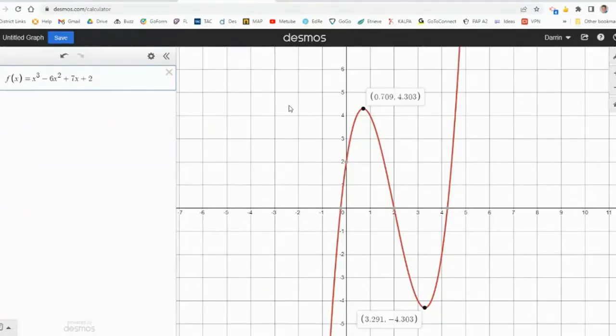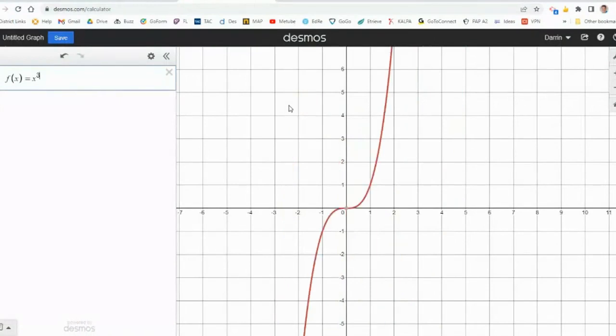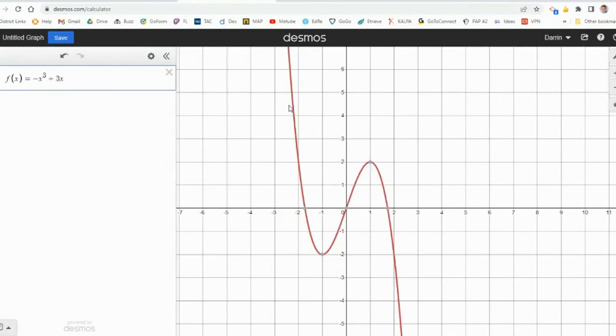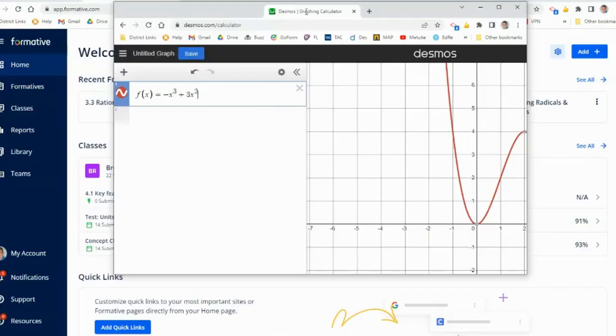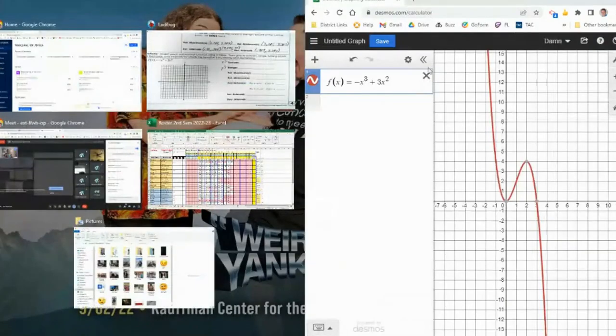Negative x to the third. Oh, we got an x to the third. Let's just make that a negative, plus 3x squared. All right. So there is our graph. Let's see if I can kind of get both of these on the screen at the same time.